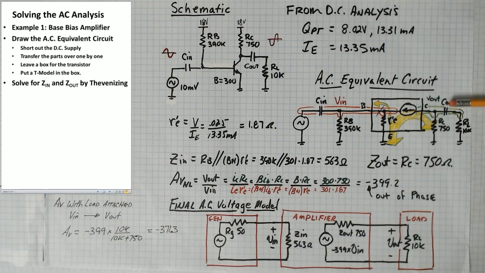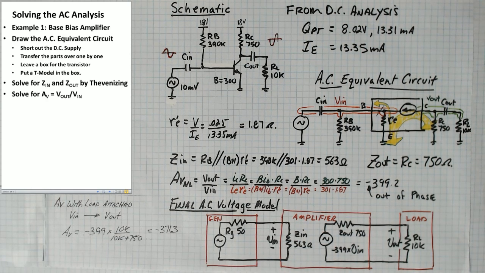Likewise, on the output of the circuit, to find that out, we stand here, we consider ourselves to be the load, and we look back into the circuit, we remove the current source, and we ask ourselves, what is the impedance looking that way to ground? There is only one resistor here, and that's the collector resistor, so Z out would be equal to RC, which is equal to 750 ohms. So now we've got Z in and Z out, and we can put those numbers into our 2-port model.